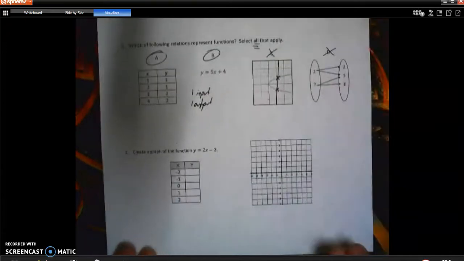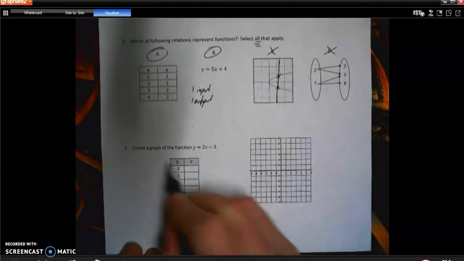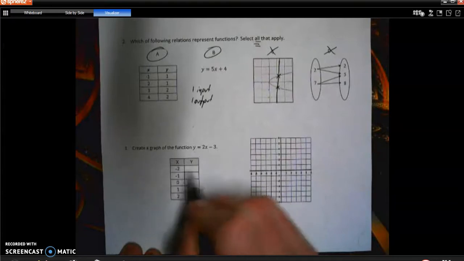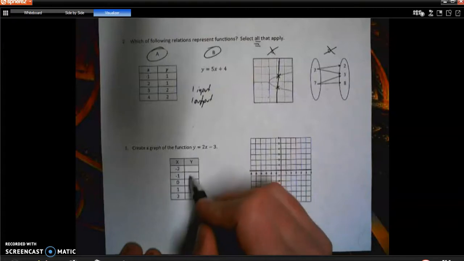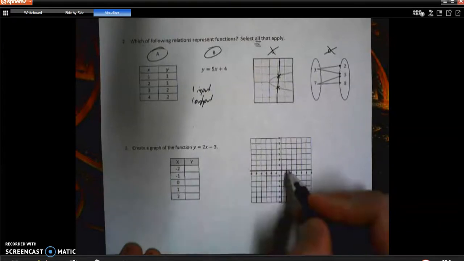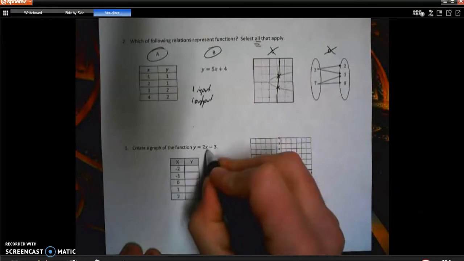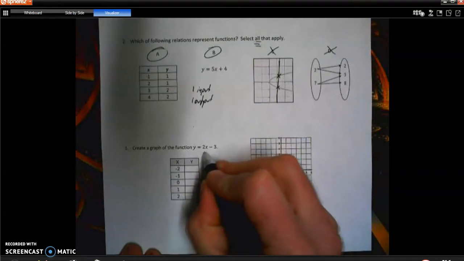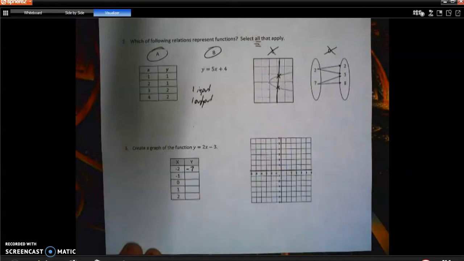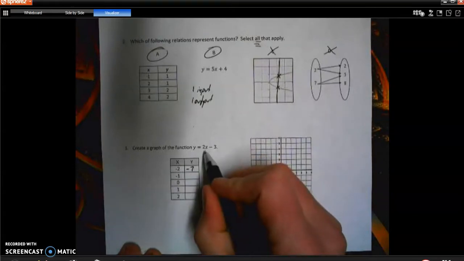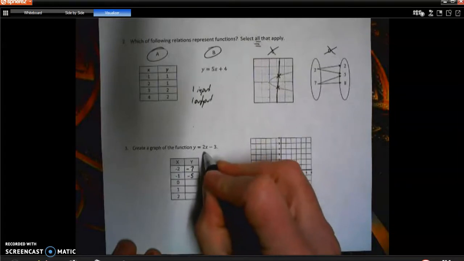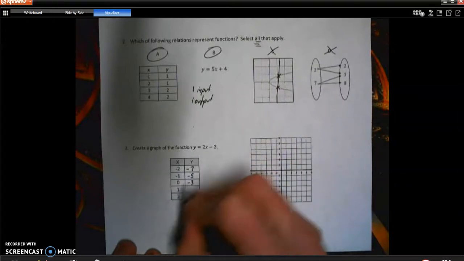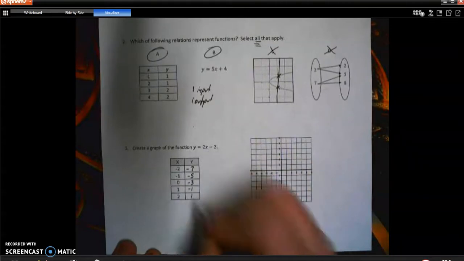All right. Number 3. Create a graph of the function using this table. If I take all of these and plug them in, I can get some y values, which will give me points that I can plot. -2 times 2 is -4. -4 minus 3 is -7. -1 times 2 is -2. -2 minus 3 is -5. 0 times 2 is 0. 0 minus 3 is -3. 1 times 2 is 2, minus 3 is -1. 2 times 2 is 4, minus 3 is 1.